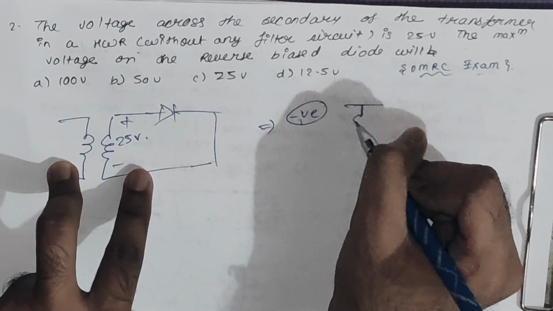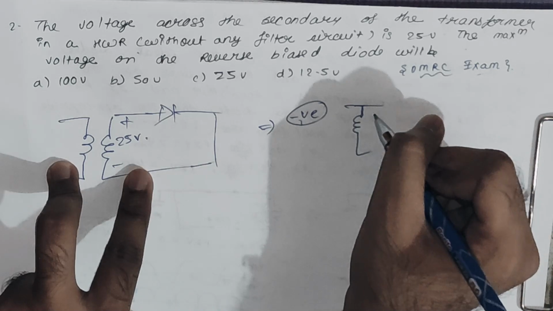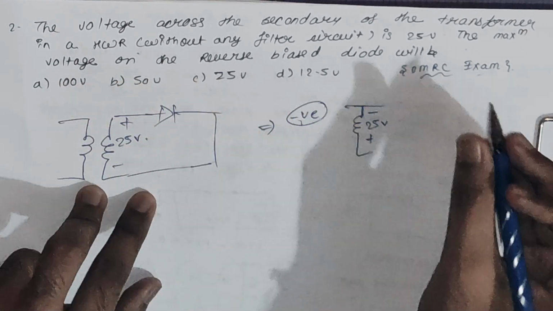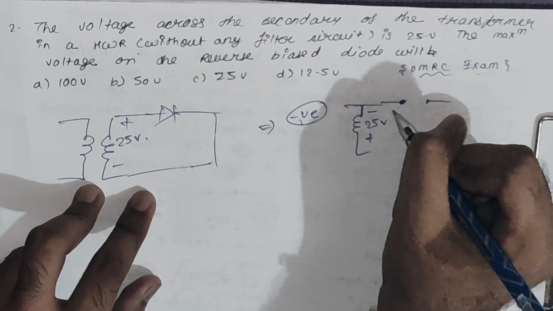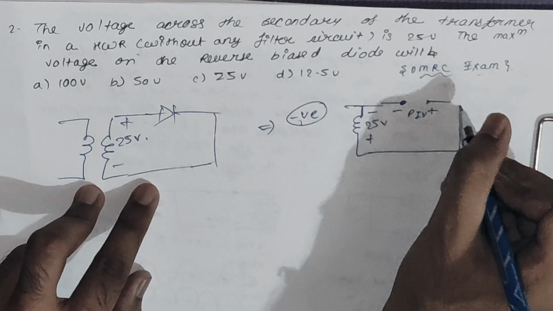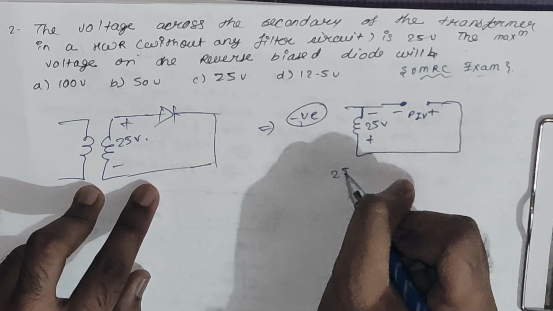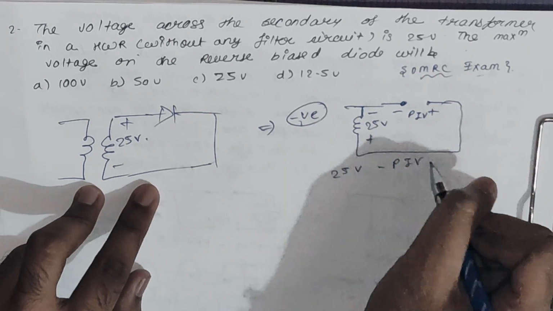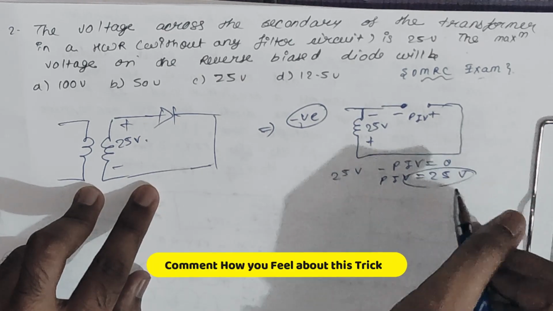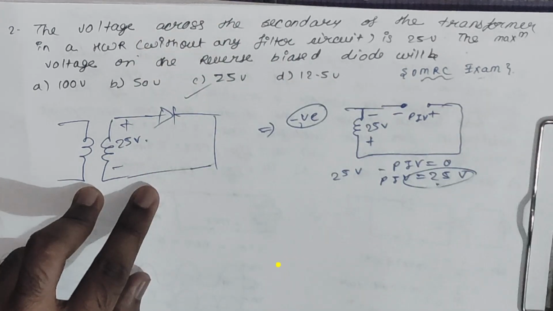Okay, so we will simply draw the secondary winding. Here we will get minus plus 25 volt, as we are considering the negative half cycle. Here we will get minus plus PIV. Then only this diode will be reverse biased, right? If you apply KVL, we get 25 volt minus PIV equals 0. So PIV is simply 25 volt. So for this question, option C will be the correct one.